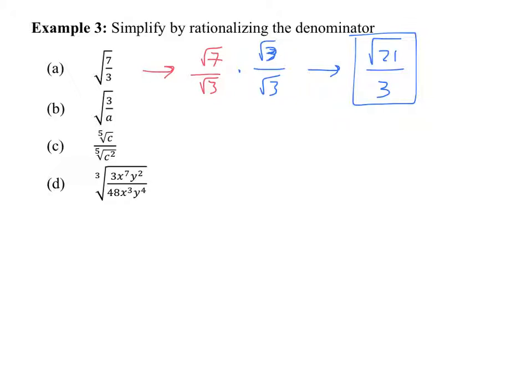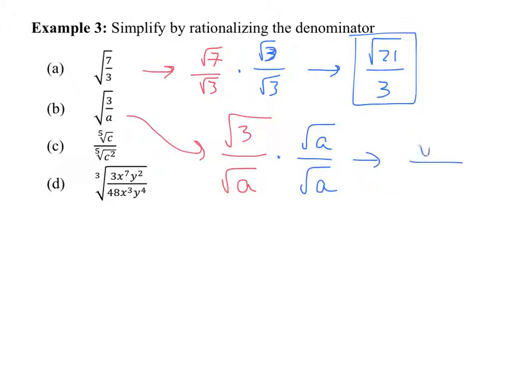Sorry. How about part B? I'll write it as root 3 over root A. How can I rationalize this one? Kelly? You multiply it by root A over root A. Multiply by root A over root A, yielding an answer of? Root 3A over A. Okay, root 3A over A.